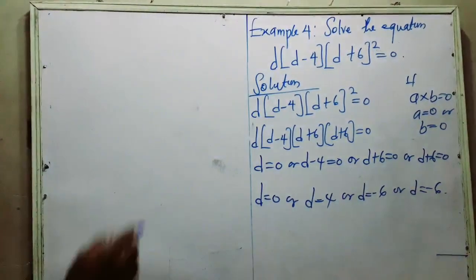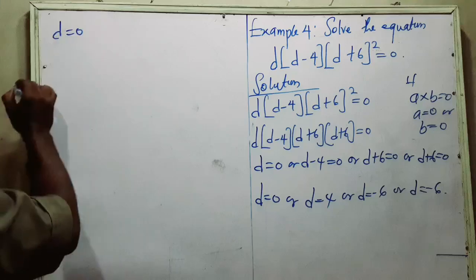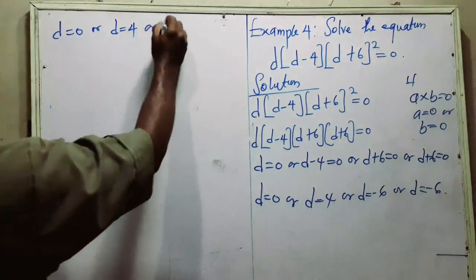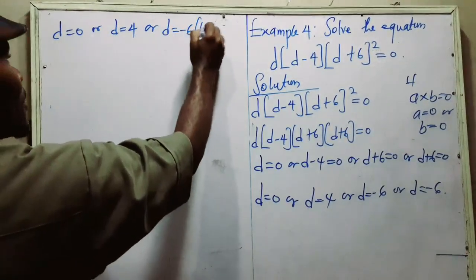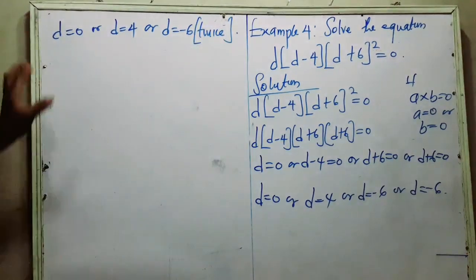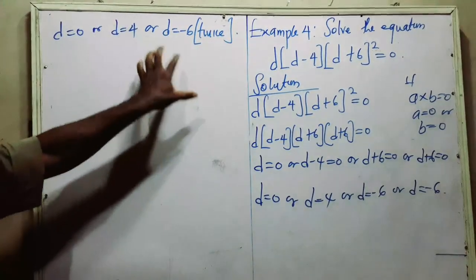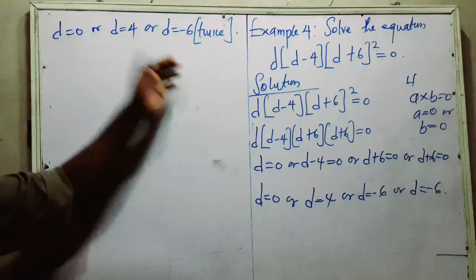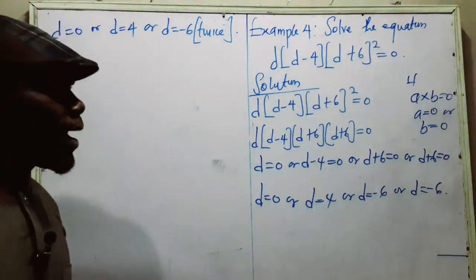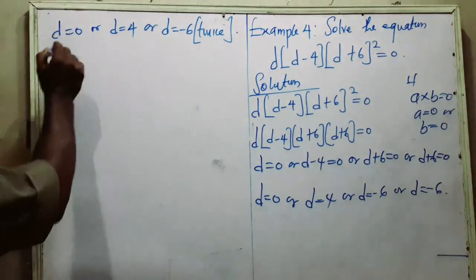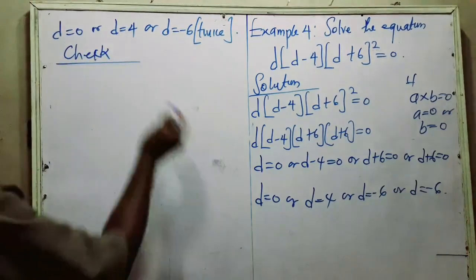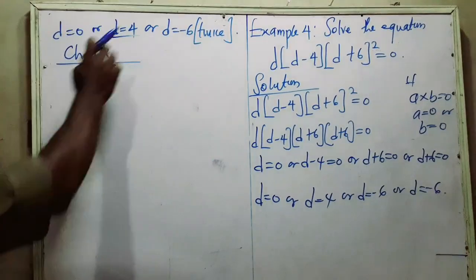So we go further to rewrite: d is equal to 0, or d is equal to 4, or d is equal to minus 6 twice. Now, these are the values of d that can make this equal to 0. Let's check and get what we are trying to explain. Let's pick any of them.